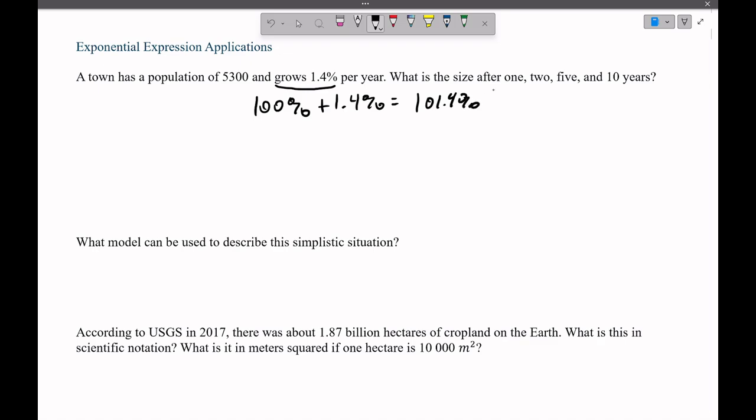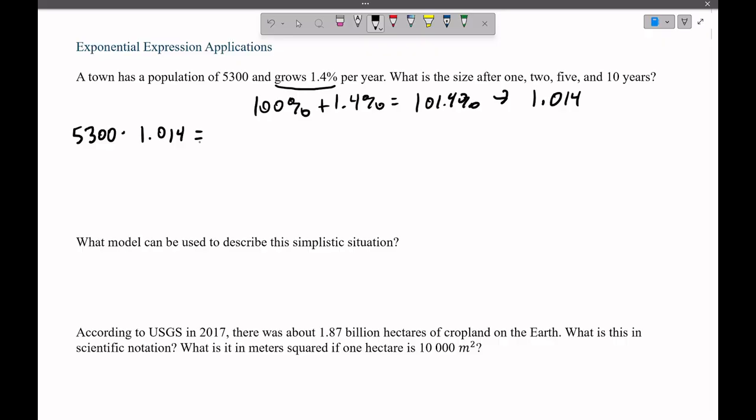So in other words, what we're going to multiply by is the decimal number of this percentage. So it'll be 1.014. That's our multiplier. That's the growth rate. Because it's above 1, that means it's growing. If it were less than 1, then it would be decaying. It's actually getting smaller. So if we're talking about after a single year, that's the same thing as saying 5,300 people times 1.014, and that's going to grow to a larger quantity.